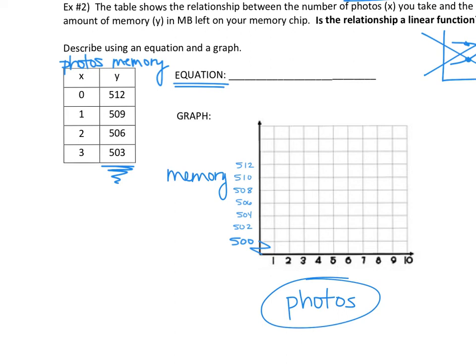So that part is out of the way. So 0, 512. 0 is going to be on the y-axis. So that's going to put me at this point right here. 1 is at 509. So you're actually going to go halfway between the 510 and the 508. Okay. 2 is at 506. And 3 is at 503.